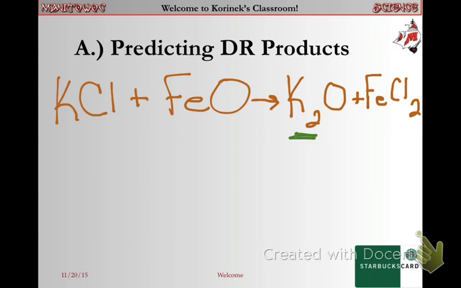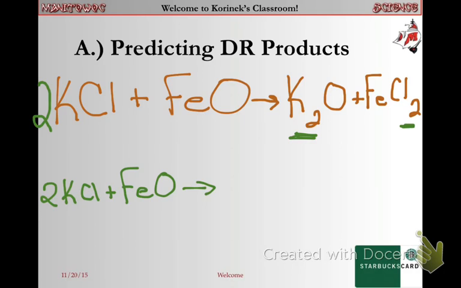Let's see, 2 potassiums and 2 chlorines. It's a pretty simple one to balance. Put a 2 out there. Okay, so to clean it up a little bit, you have 2 KCl plus iron oxide, iron 2 oxide, and that will give us potassium oxide plus iron chloride.